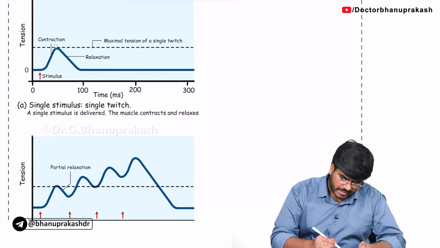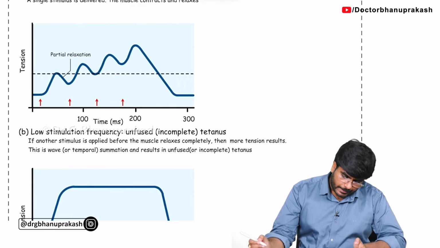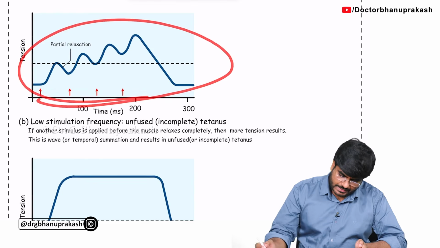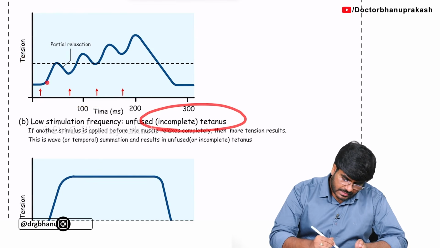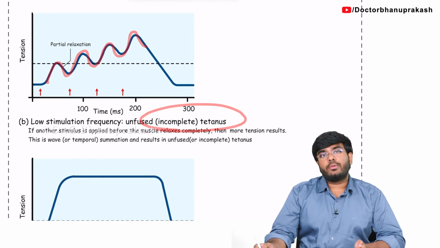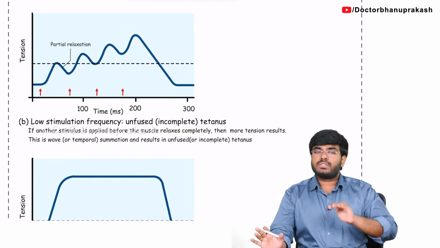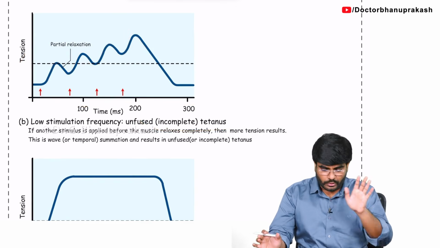This is the simple muscle twitch where we are discussing the contraction phase and relaxation phase. Here this is the incomplete tetanus. See, for 4 times the force is going to increase. After that there is no further increase in the force. It's going to be constant. Even if you stimulate, the force is going to be constant.